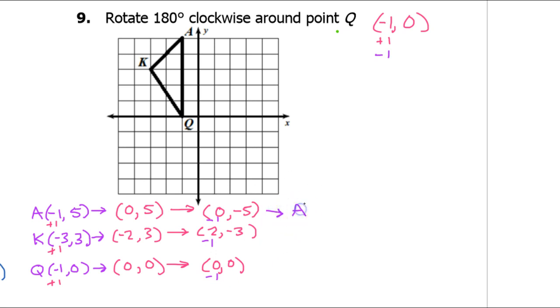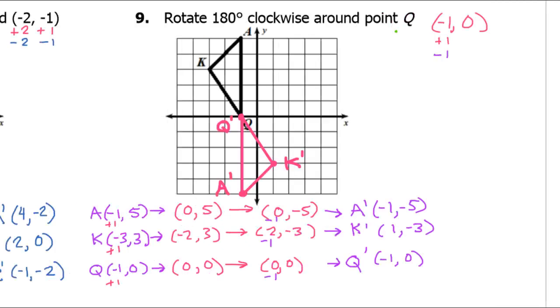So A prime is going to be -1, comma, -5. B prime is going to be 1, comma, -3. And C prime is going to be -1, comma, 0. Oh, you know I'm saying ABC. It's AKQ. My bad. So this is what the image would look like after the rotation.